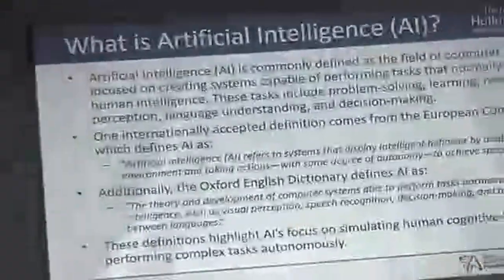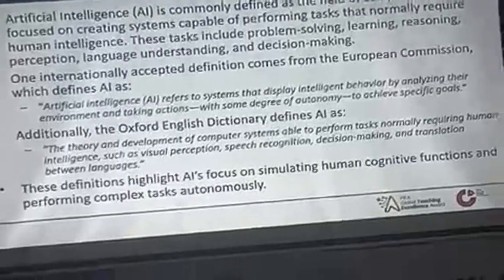So, as I said, I don't want to go into the detail of what artificial intelligence is and the different definitions.